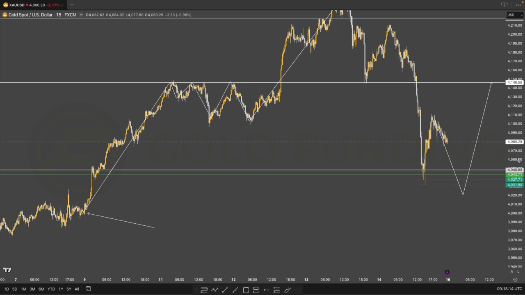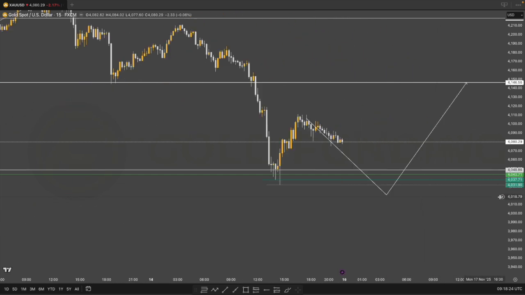So if we see price break through that level with a certified breaker structure, we're going to expect price to continue on bullish. If we see price test at that level as a resistance, we're going to expect price to completely plummet back down.